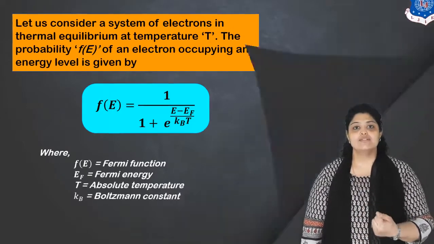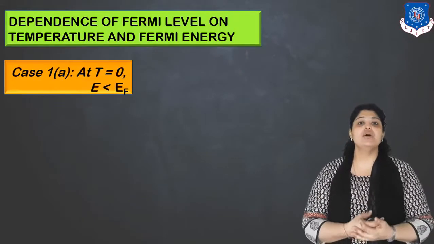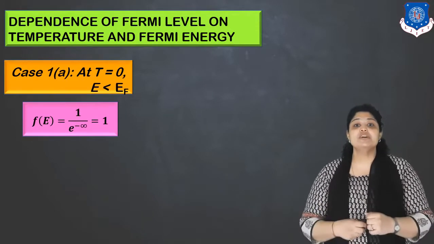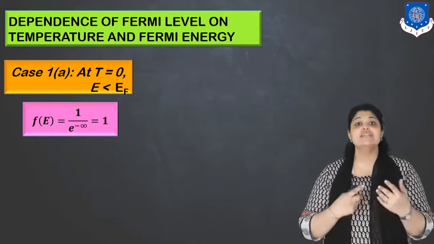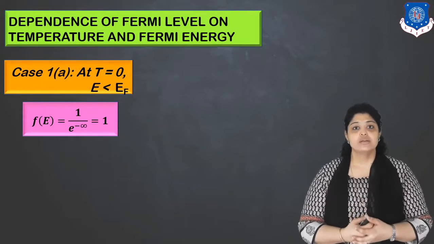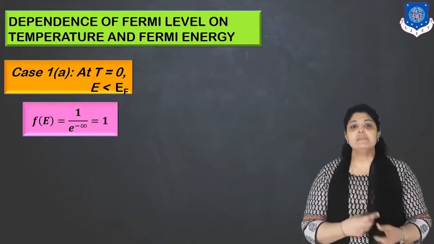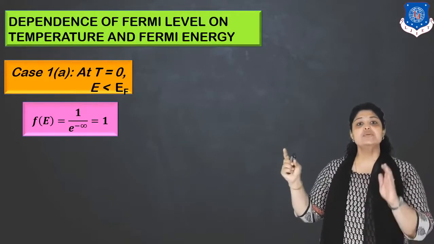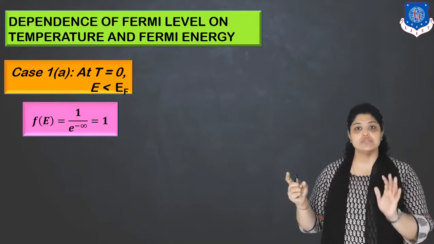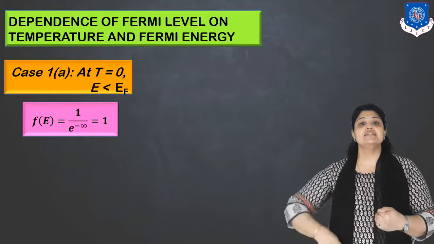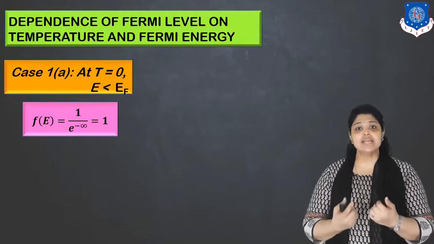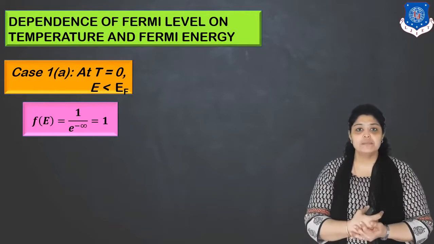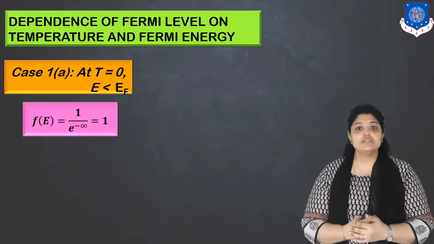Now moving ahead, we have the dependence of Fermi level on temperature. Let us see how the Fermi function varies with temperature and with energy. What is the dependence on these two? To explain this dependence, we'll be considering some cases. Starting with case number 1A, we take absolute temperature to be 0, like T is equal to 0, and the energy of the electron we consider less than EF. We know the standard equation of f of E, right? It is 1 upon 1 plus e raised to (E minus EF) upon kBT, where we already have the term T is equal to 0.